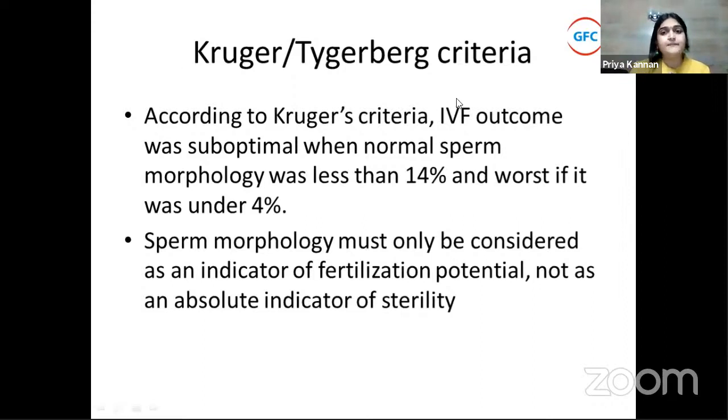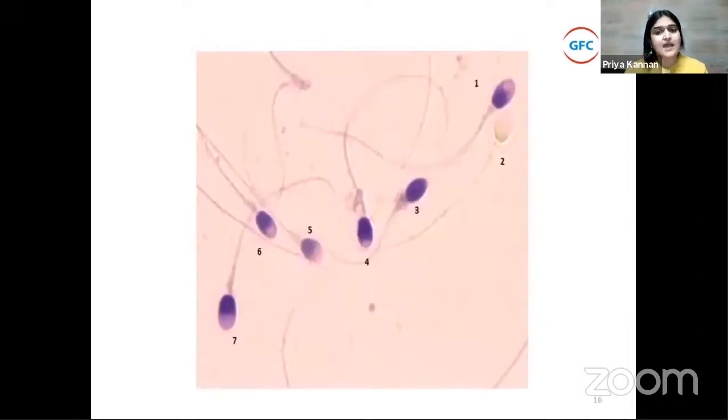According to Kruger's criteria, the IVF outcome was suboptimal when normal sperm morphology was less than 14%, which was the cutoff maybe 20 years ago. It is the worst if it is less than 4%, which is the cutoff from 2010 onwards. The sperm morphology must only be considered as an indication of fertilization potential and not as an absolute indicator of sterility. That is one of the morphology slides that we do using Eosin and Nigrosin. There are a lot of other Diff-Quik and other pre-prepared stains as well which can be used.